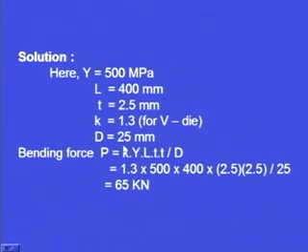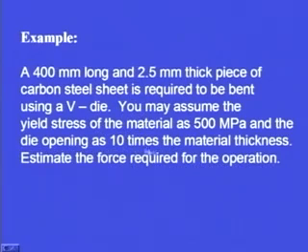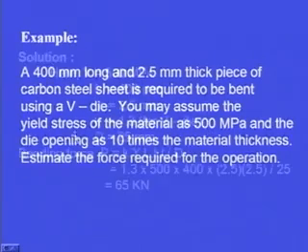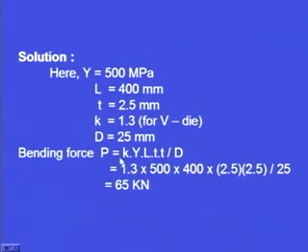So, what is the value of K here? For V die it is 1.3. So, the value of K is 1.3. Then the yield stress of the material is 500 megapascal. So, Y is 500 megapascal.